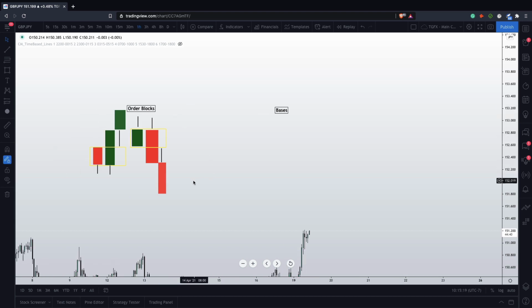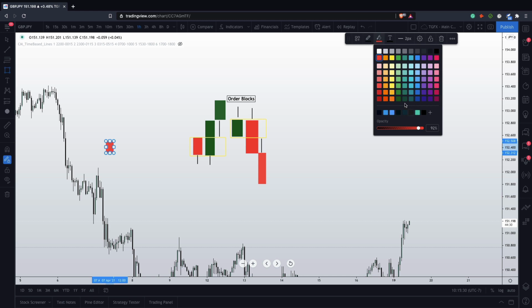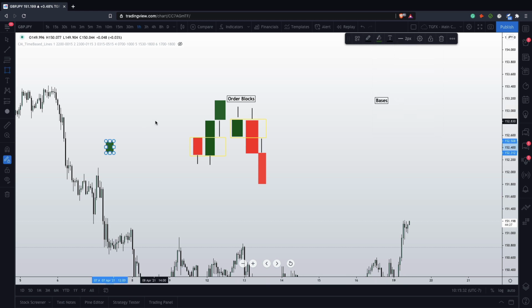Now there's also other forms of an order block. So these are two, and then they also have these patterns where, for an example, for a bullish push, the green candle is actually the small one in this case.